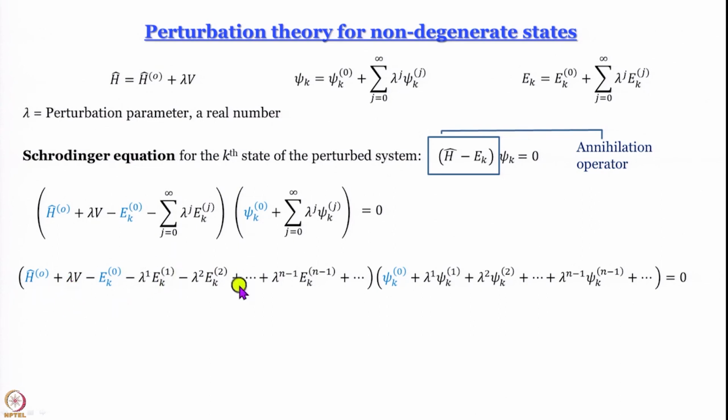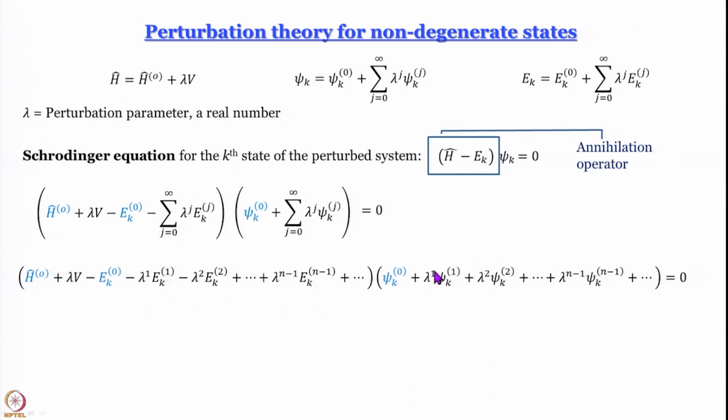So, I will just expand this: lambda to the power 1, first order correction to energy, minus lambda square, second order correction to energy, and so on and so forth, lambda to the power n minus 1, the nth correction to the energy, and so on. There is a reason why I have written n minus 1, and you might wonder what happened to the j equal to 0 term. The j equal to 0 term is subsumed here; there is no point in writing it separately. Similarly, we expand the wave function as well.